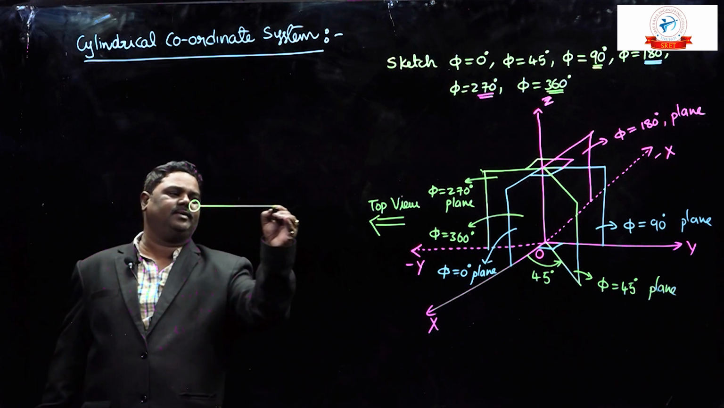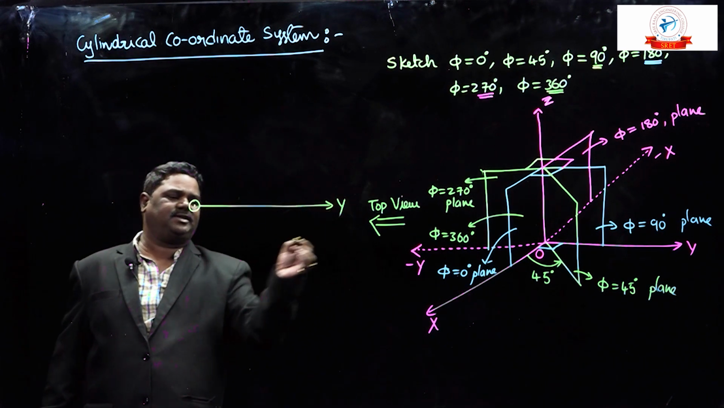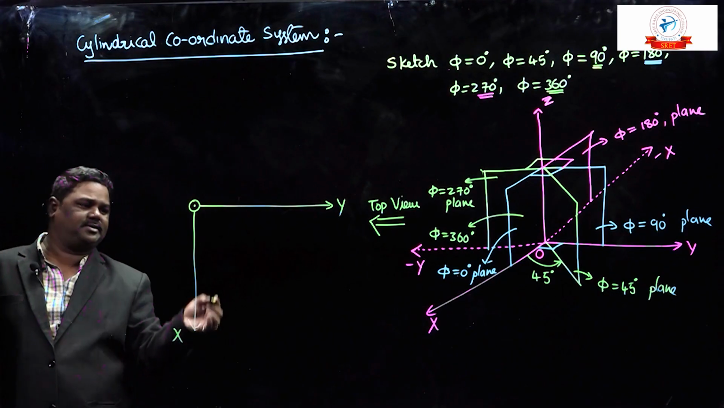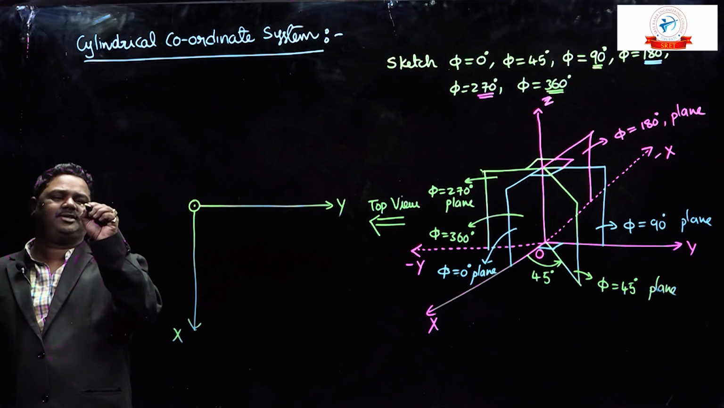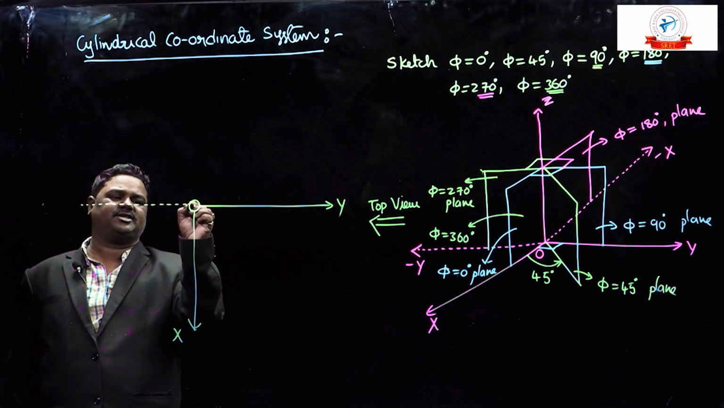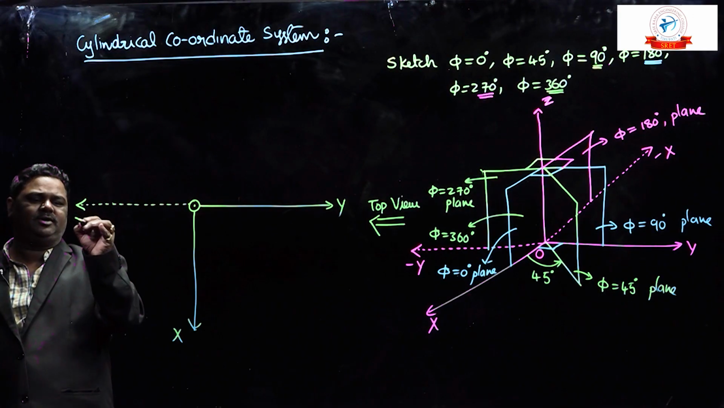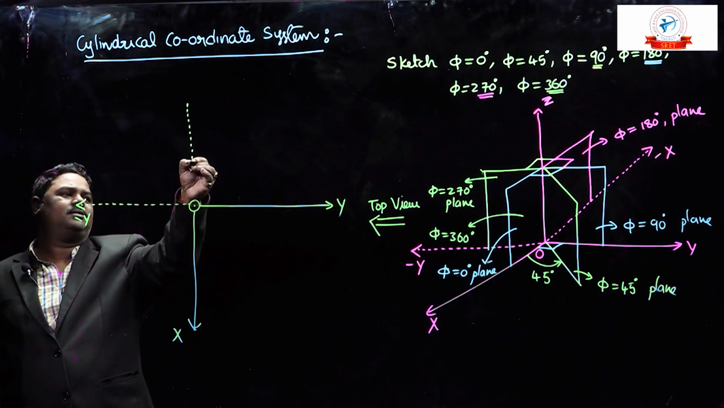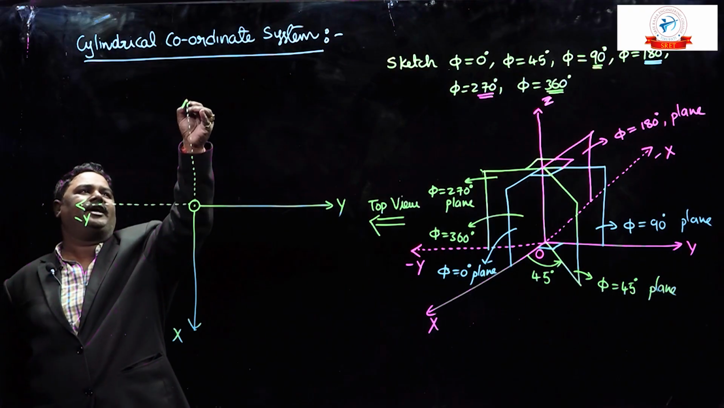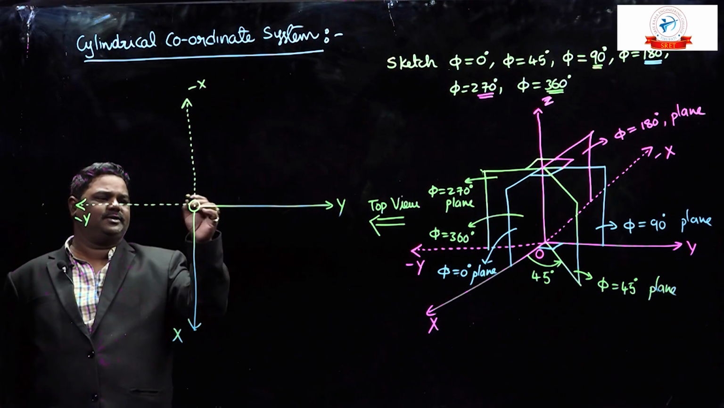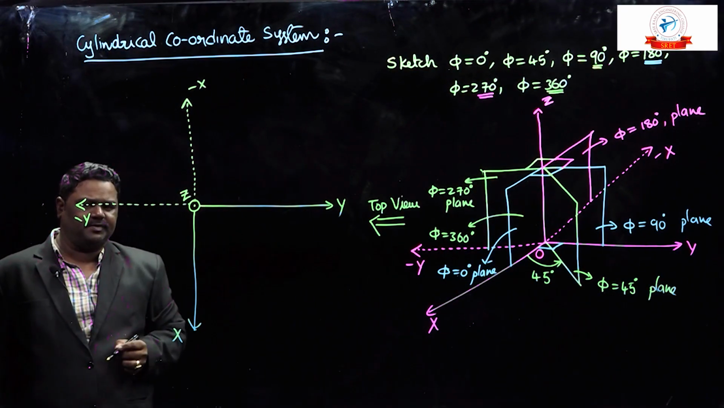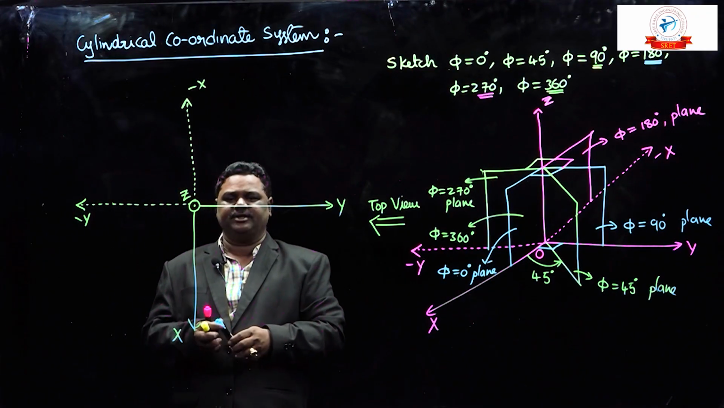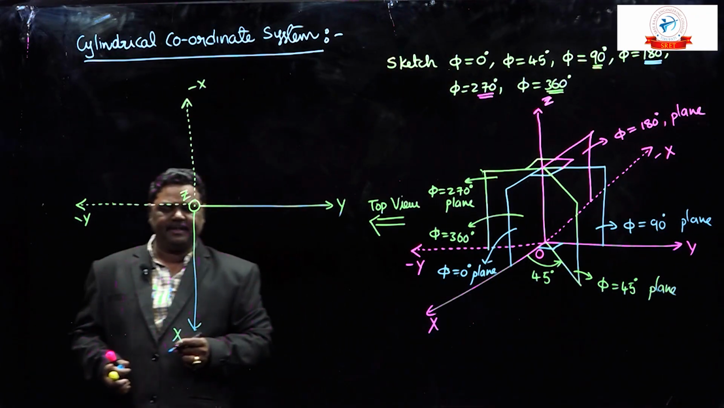Okay, this is y axis and this is x axis. Okay, so let me sketch negative axis also, negative y axis and negative x axis. Okay, so this is z axis, which is outwards the board or outwards the paper. Okay, so now let me sketch each one by one.